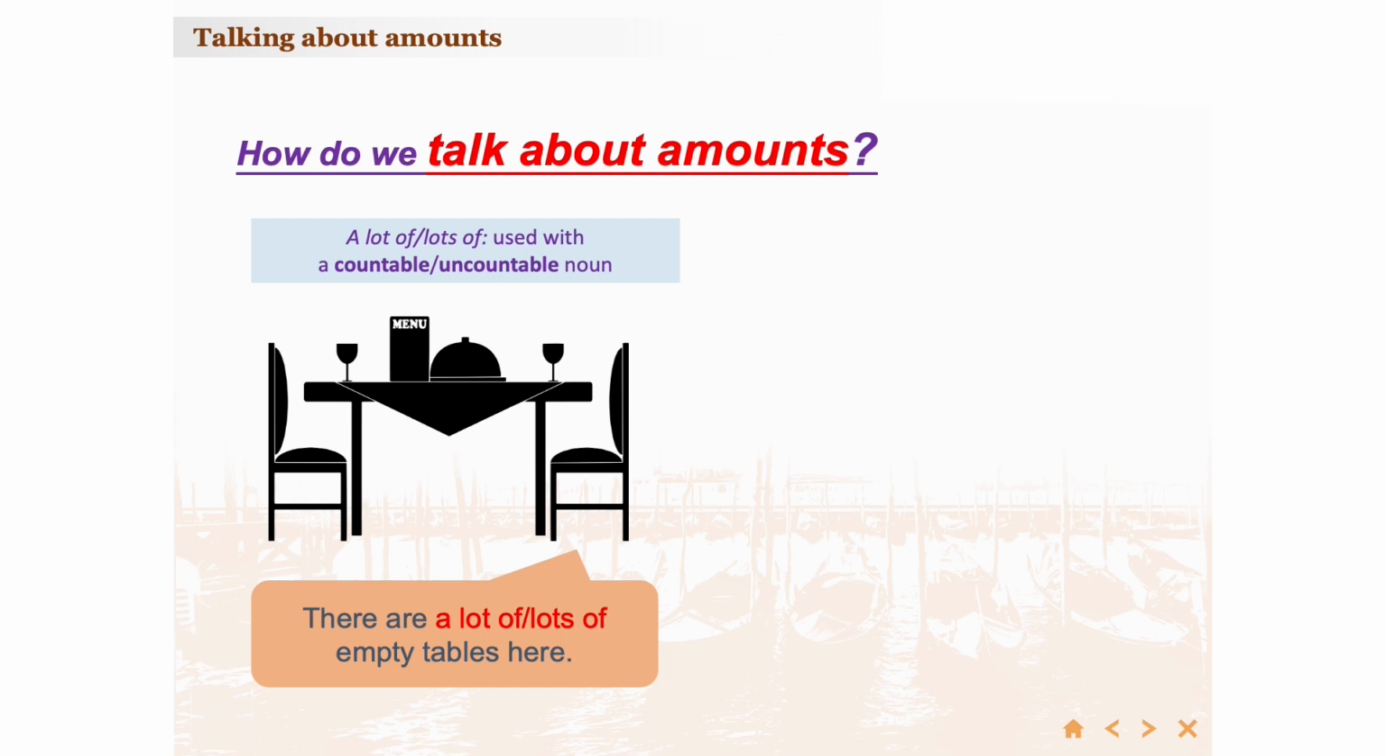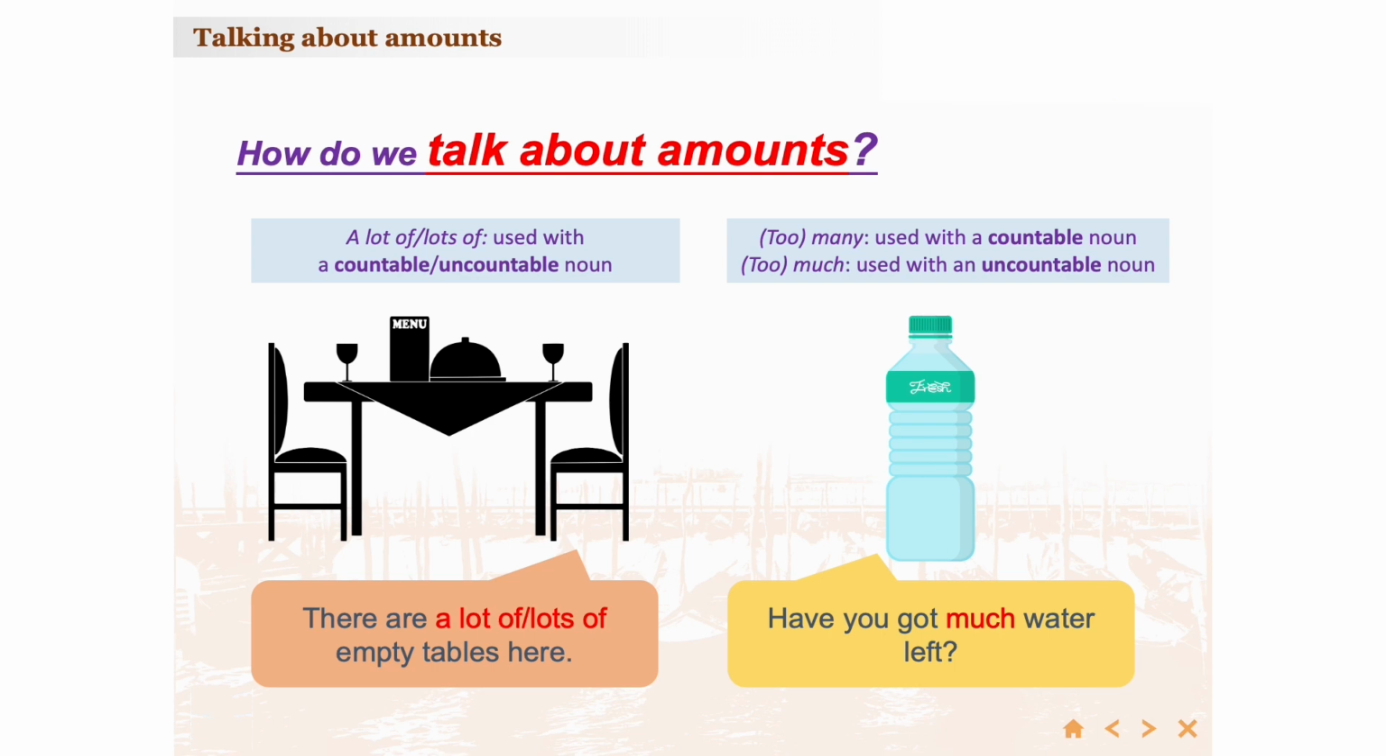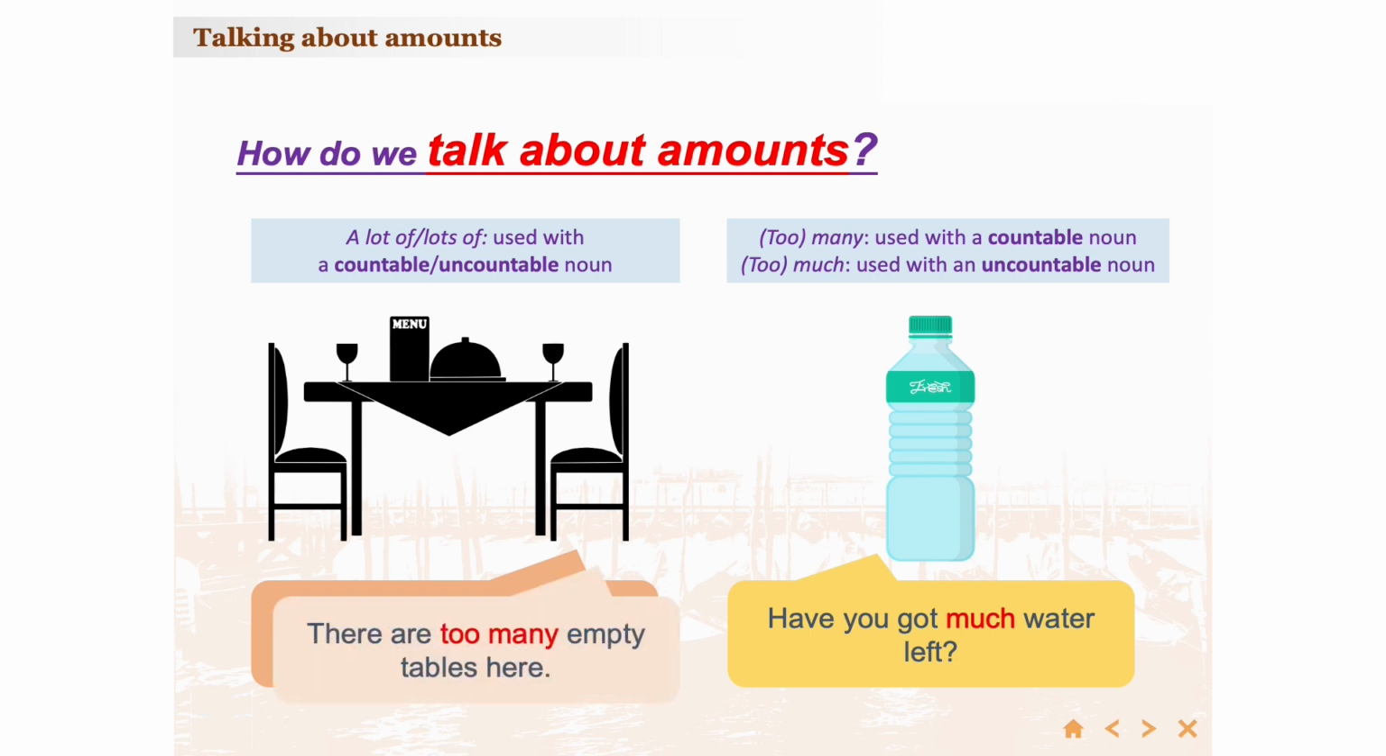We can also use many or much. We use many with countable nouns and much with uncountable nouns. Here is an example. Have you got much water left? We can also use these words to talk about quantities that are larger than what we need. For example, there are too many empty tables here. This means there are more empty tables than the speaker needs. For uncountable nouns, this would look like, I have too much water left.